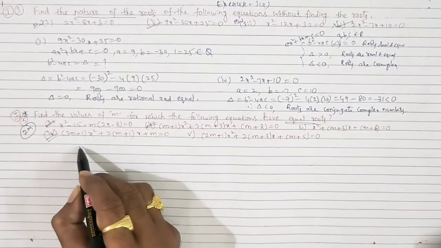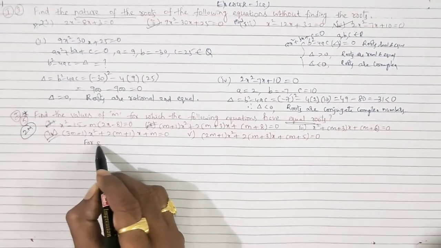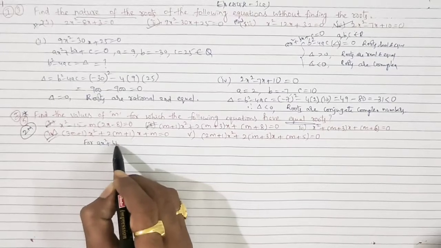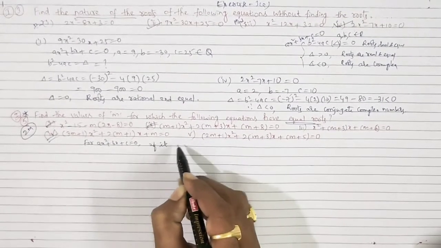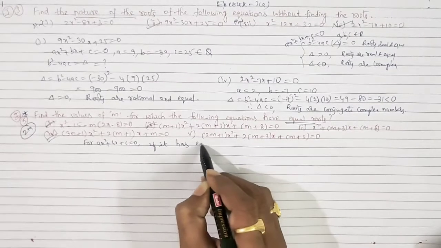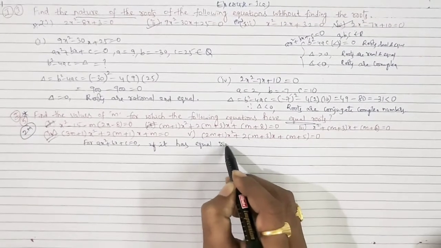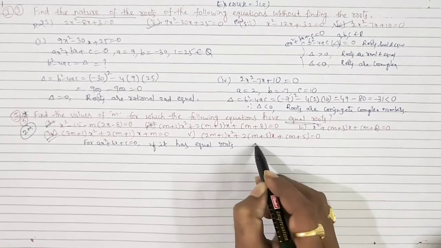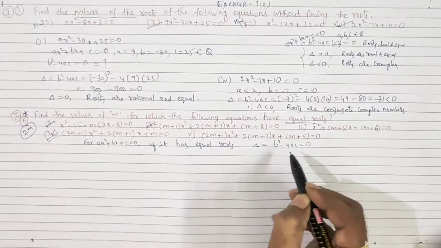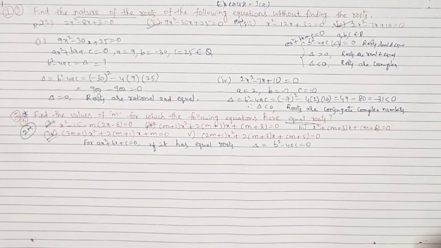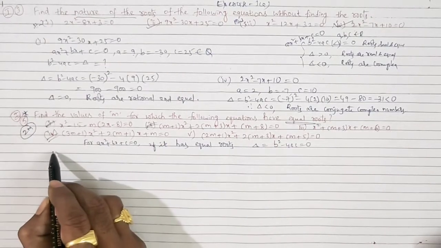If ax square plus bx plus c is equal to 0 has two equal roots, what is the condition? We know that its discriminant value is equal to 0: b square minus 4ac value is 0. Now I am going to solve the first question.